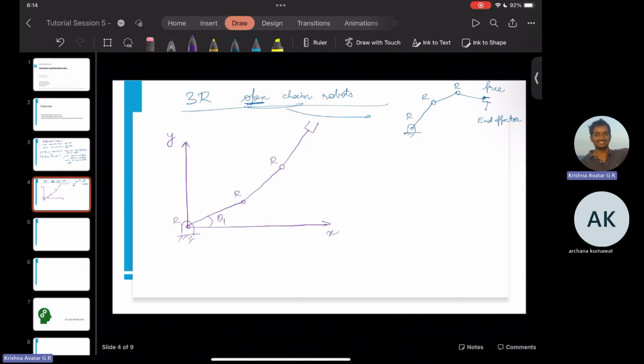So this is say theta 1, and this is say theta 2. Theta 2 will always be with respect to this link here. And again, as we extrapolate the link numbers, ground is of course link 1, so this is link 2 and link 3. Link 4 makes an angle with respect to link 3. And this is of course the end effector.